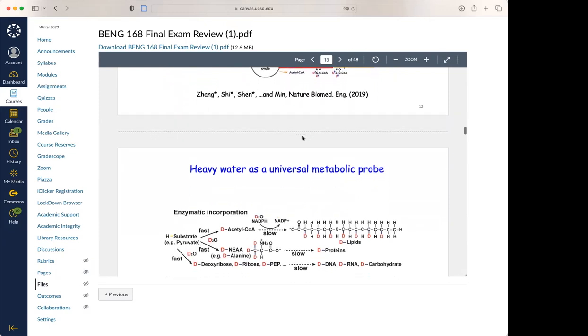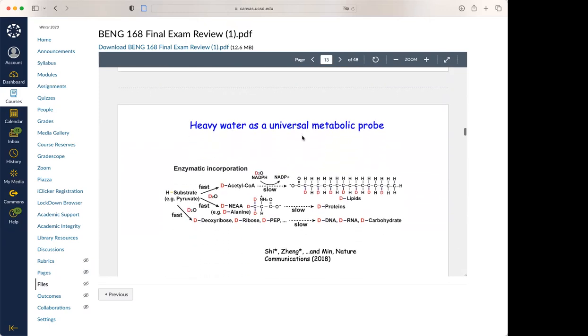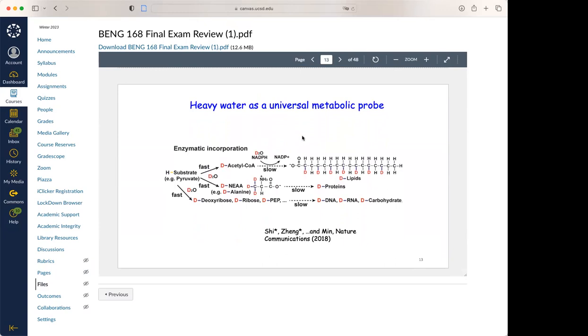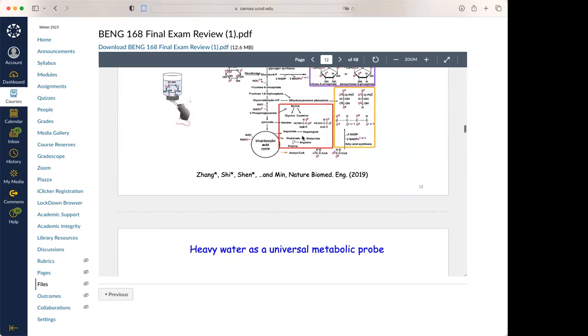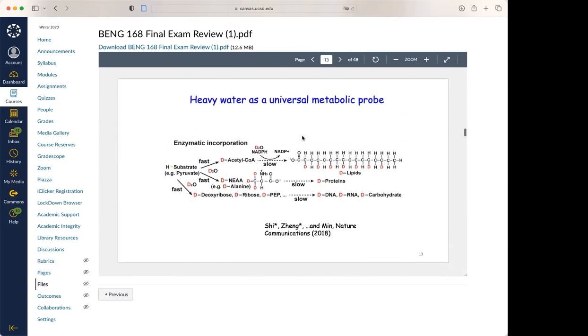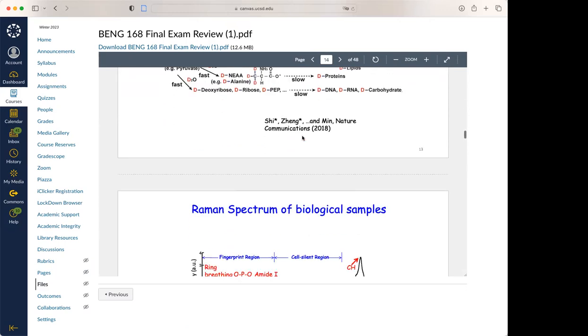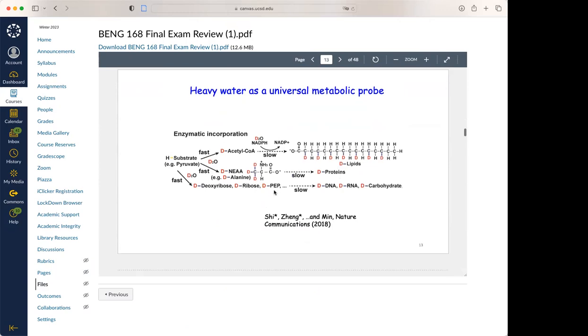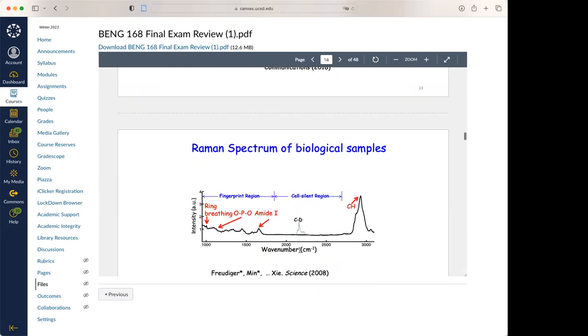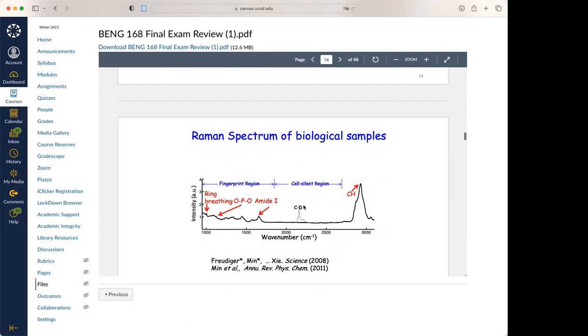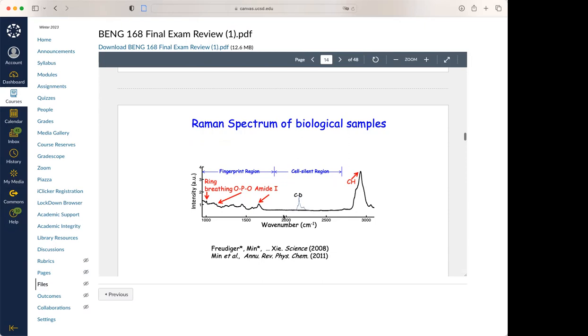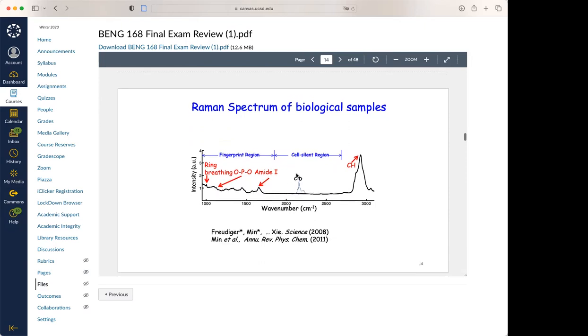Maybe there's software out there that allows you to do that, with spectroscopy, seeing how likely the probability is. So again, this is how the deuteriums are distributed. The C to D bond vibration is going to be captured in the cell silent region.